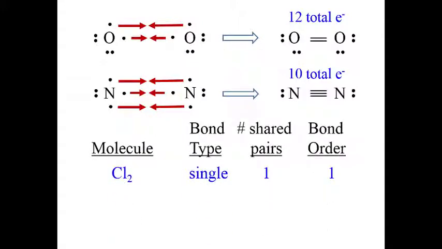For dichlorine, we saw a single bond where there was 1 shared pair. This bond has a bond order of 1. Dioxygen has a double bond with 2 shared pairs. The bond has a bond order of 2. Dinitrogen has a triple bond with 3 shared pairs. The bond has a bond order of 3.